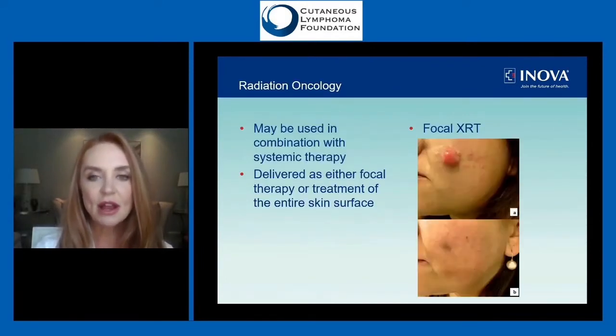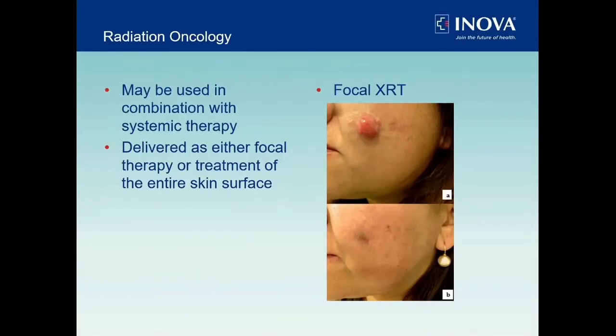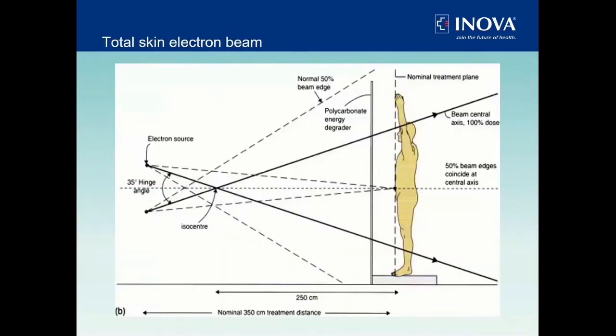Radiation oncology. So this can be used either in a focal way, which means that we use typically electron beam type radiation to treat specific lesions, or we can do something called total skin electron beam radiation, where we're trying to evenly reach the entire skin surface.